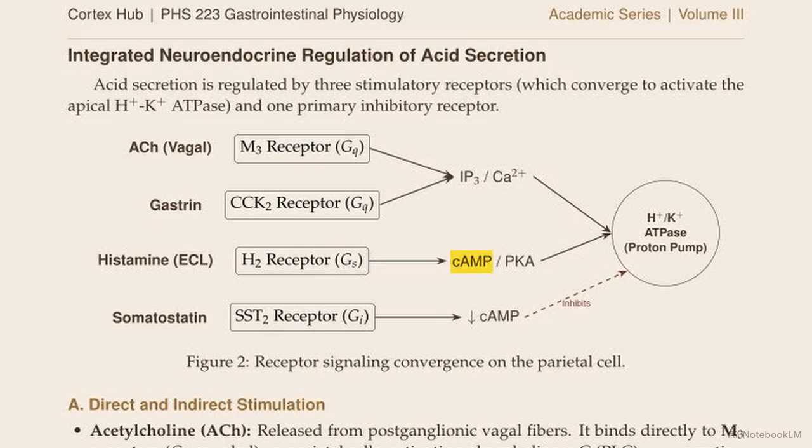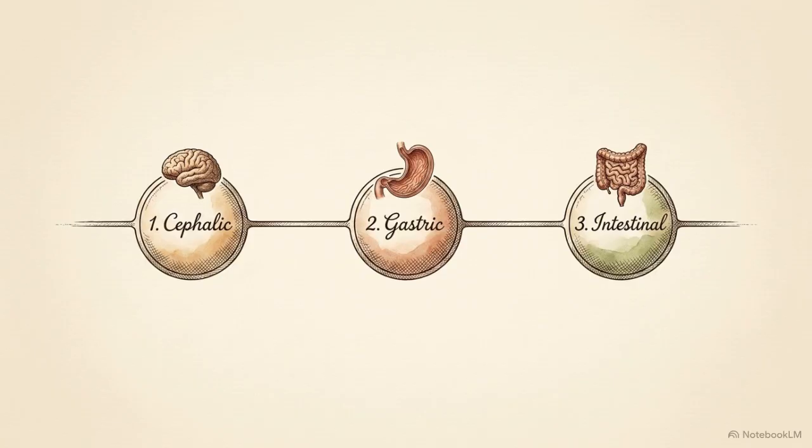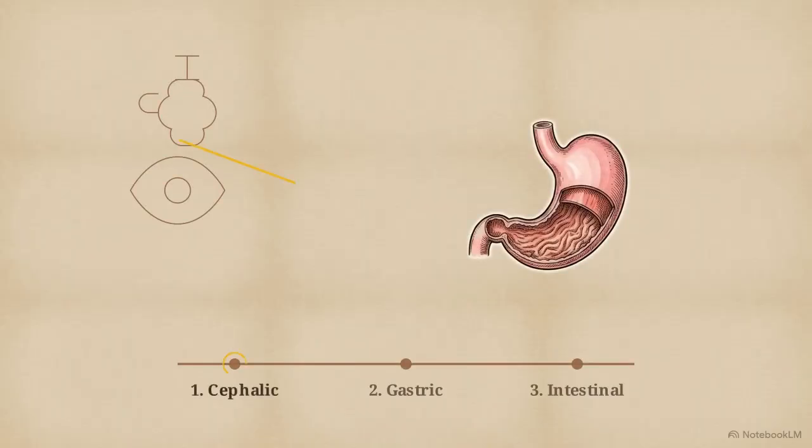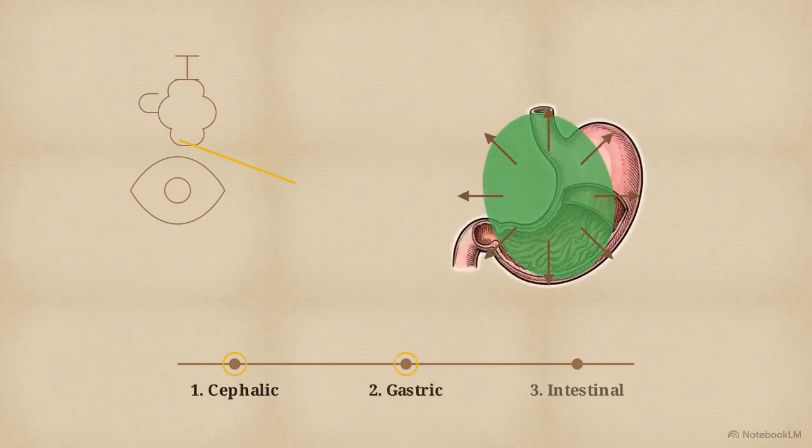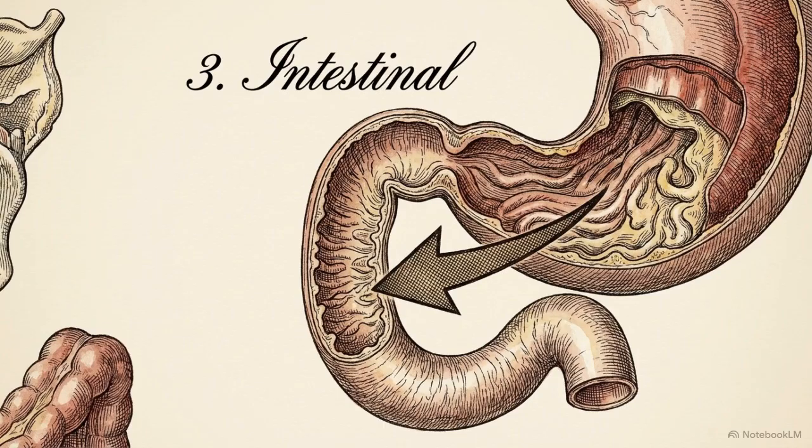The H2 receptor utilizes cyclic AMP to activate protein kinase A. In contrast, the M3 and CCK2 receptors trigger an increase in intracellular calcium to drive pump activation. These receptor pathways are engaged sequentially across the 3 phases of digestion: cephalic stimulation, triggered by the sight and smell of food, the gastric phase, driven by mechanical distension, and the intestinal phase, governed by duodenal feedback.